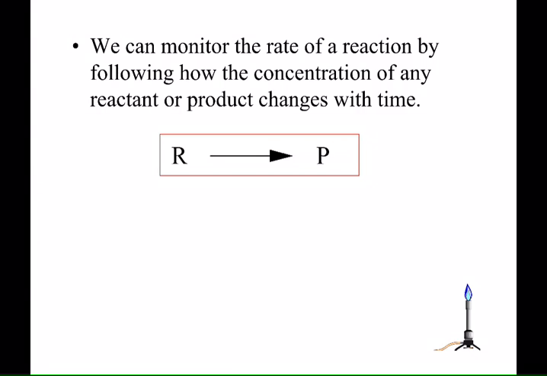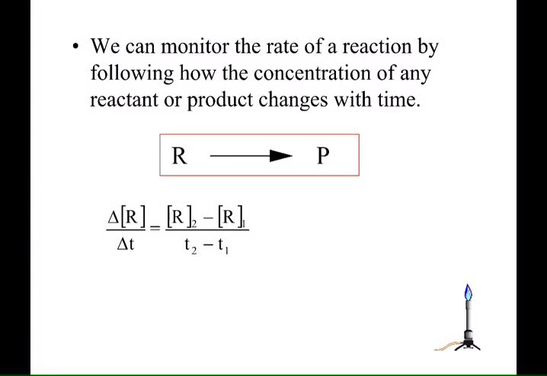So for rates, we can follow the change in molar concentration of the reactant as it decreases, or the change in molar concentration of the product as it increases. So we're going to look at that data. If you put a star, we're going to be looking back at that data.